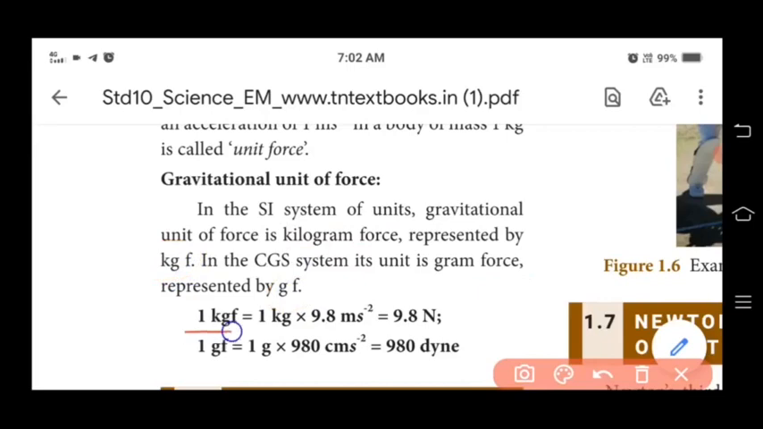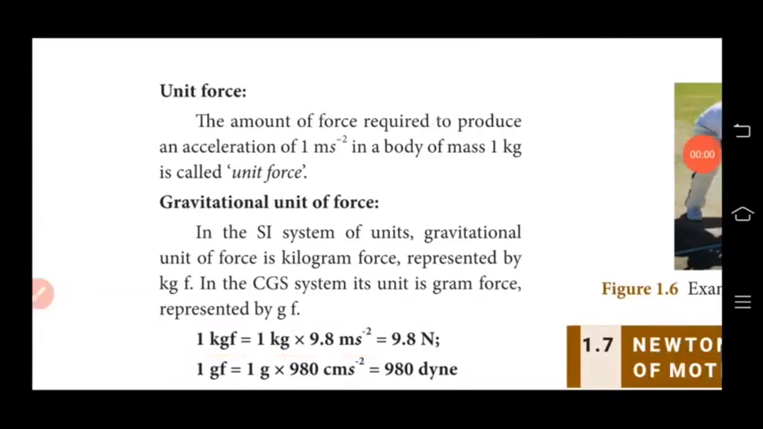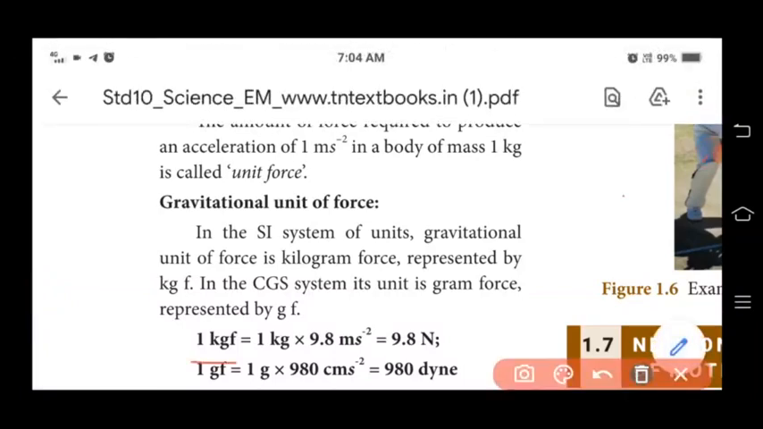And then 1 kilogram force equal to 1 kg into 9.8 meter per second square, equal to 9.8 Newton. 1 gram force equal to 1 gram into 980 centimeter per second square, and the value is 980 dyne. So students, this is a very important 1-mark question, so you have to go through it carefully.